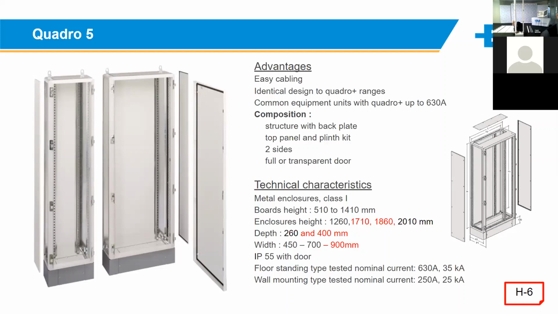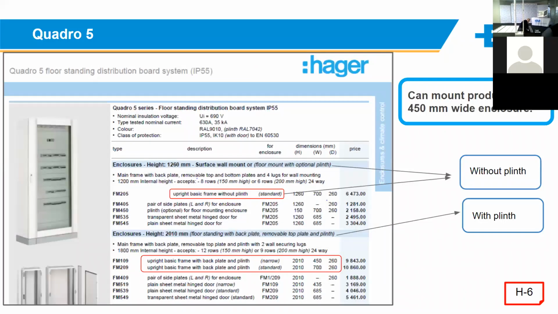The floor standing distribution board in the Quadro 5 is 650 amp at 35 kA. So on page H6, there's something that I would like to bring under your attention, is that the FM205 panel does not come with the plinth. So if you want the FM205 with the plinth, you just need to order the plinth separately. The bigger ones, the one that's a little bit higher, the FM109 and 209, they supply standard with the plinth on the product. So no need to order that separately.